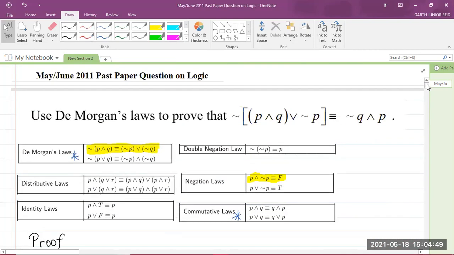All right, use De Morgan's laws to prove that the negation of P and Q or the negation of P is logically equivalent to not Q and P.